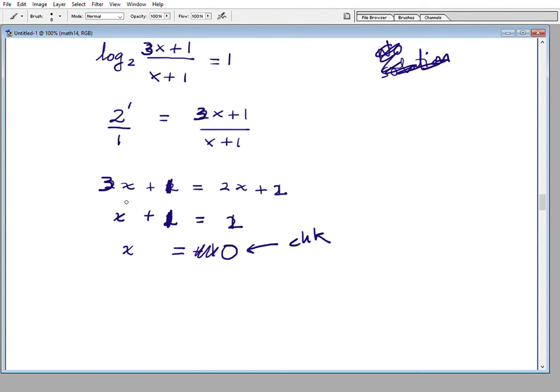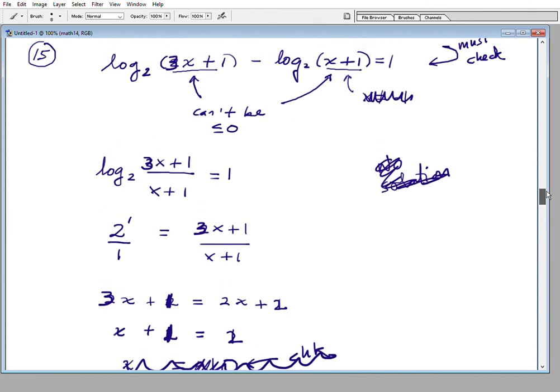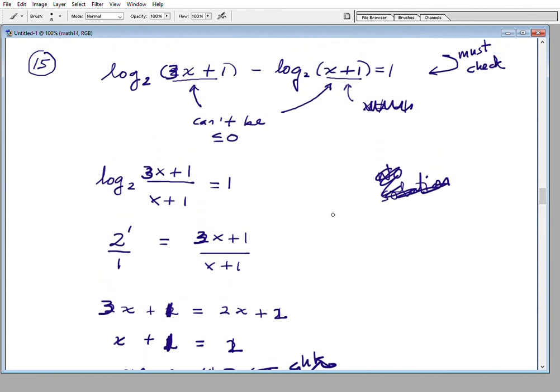Subtract 2x from both sides, x plus 1 equals 2. And then finally subtract 1 from both sides, and we have x equals 1. We'll check our answer to make sure this is correct. Okay, so let's go back to the original. We want to check x equals 1. Let's do a whole check, not just check if the individuals are positive.